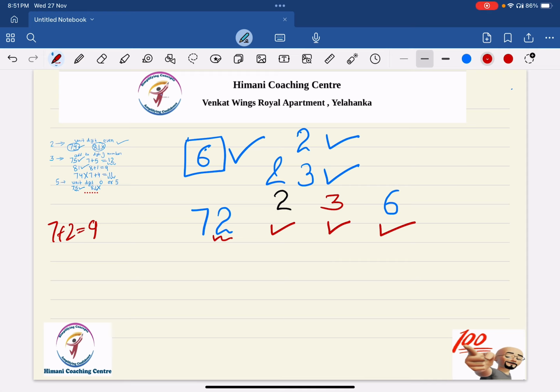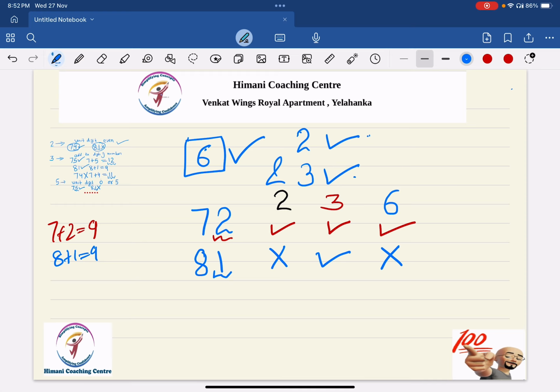Okay. Now, let us look at another example. Take the number 81. This is not an even number, so not divisible by 2. But 8 plus 1 is 9, so it is divisible by 3. Now, will it be divisible by 6? What is the rule? It should be divisible by both 2 and 3. So, we will say 81 is not divisible by 6.